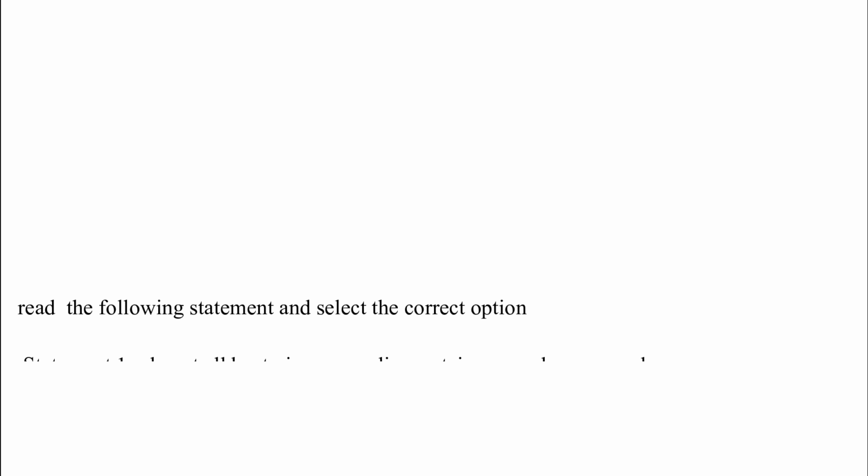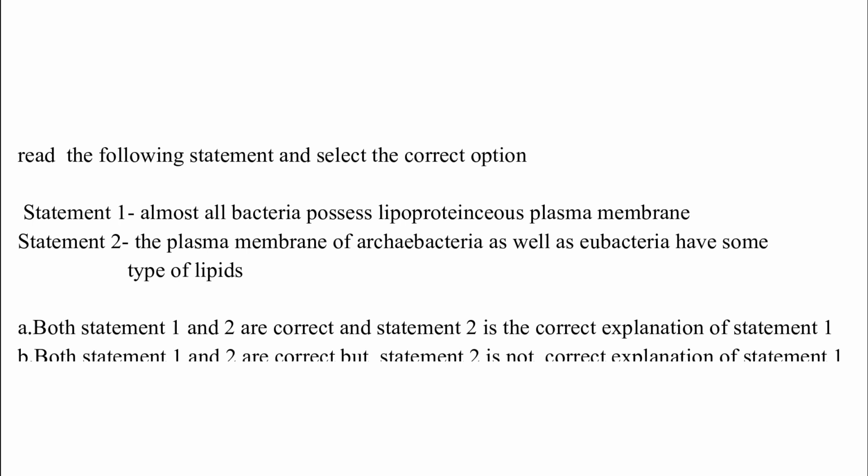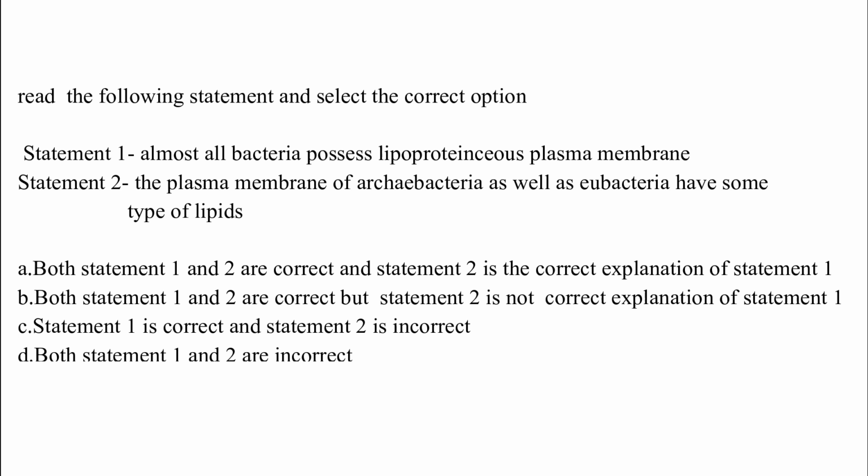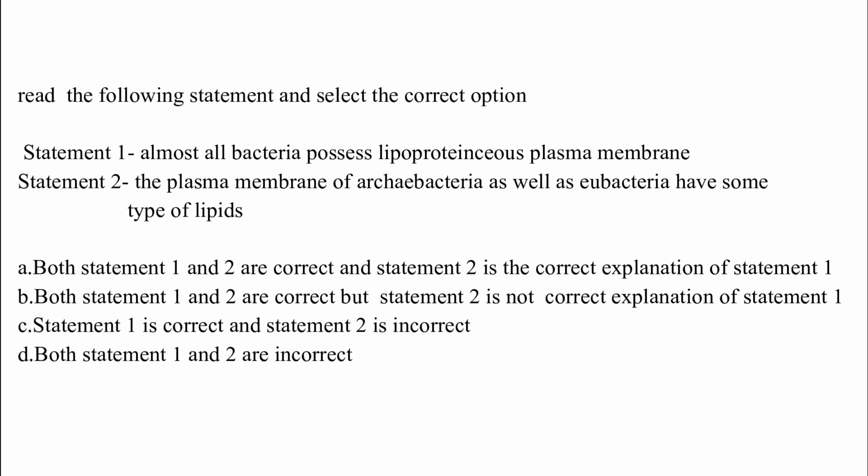Read the following statements and select the correct option. Statement 1. Almost all bacteria possess lipoproteinous plasma membrane. Statement 2. The plasma membrane of archaebacteria as well as bacteria have some type of lipid. Option A. Both statements 1 and 2 are correct, and statement 2 is the correct explanation of statement 1. Option B. Both statements 1 and 2 are correct, but statement 2 is not the correct explanation of statement 1. Option C. Statement 1 is correct and statement 2 is incorrect. Option D. Both statements 1 and 2 are incorrect. The correct answer is option C, which is statement 1 is correct and statement 2 is incorrect.